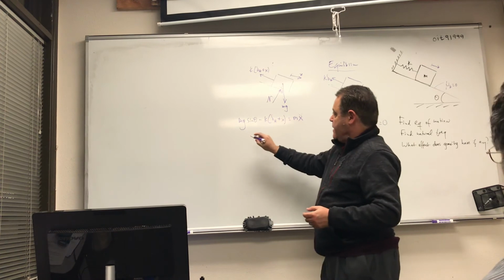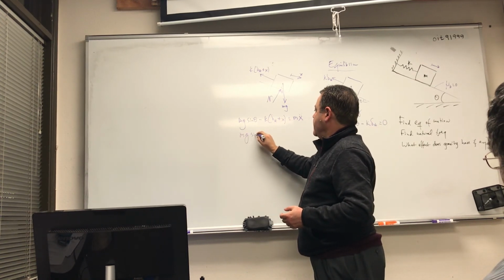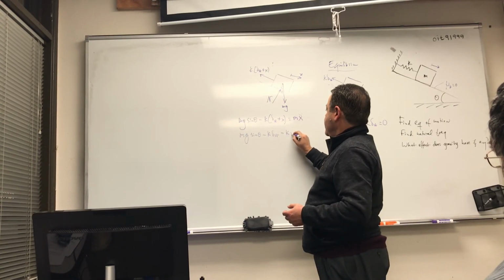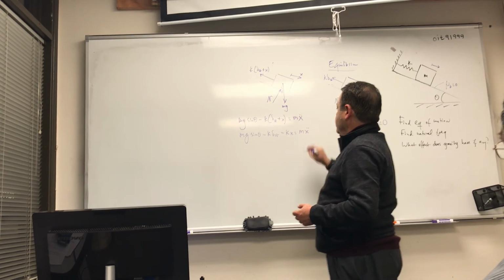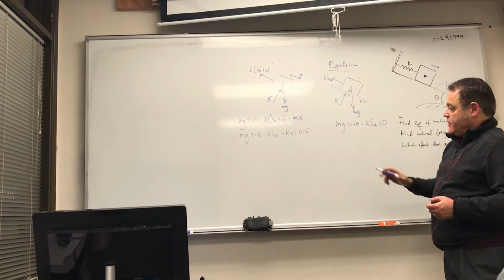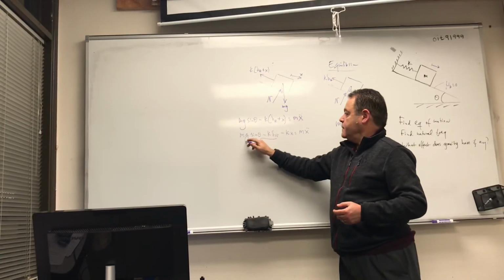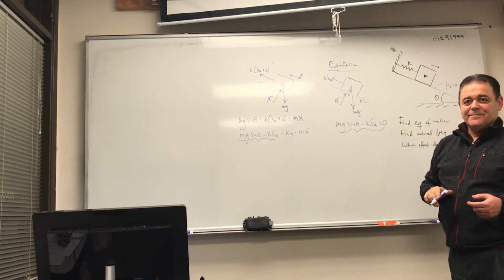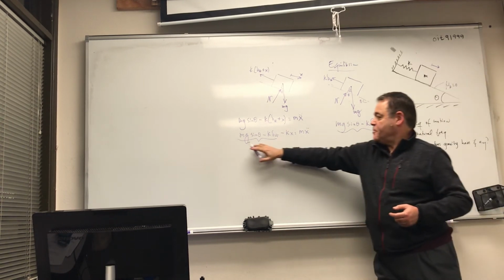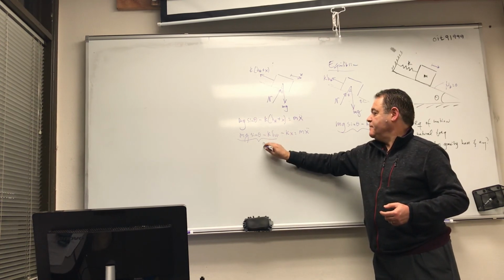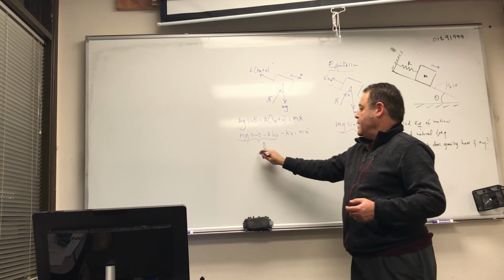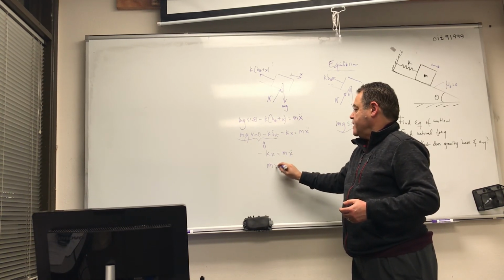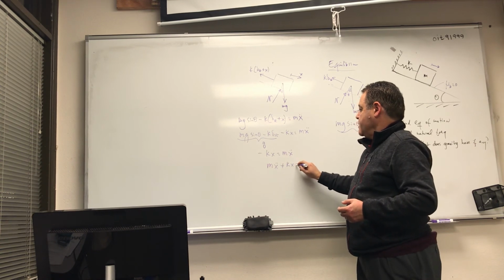Okay, now I expand this. mg sine theta minus k delta st minus kx equal to m x double dot. What do you notice in here? k delta st and mg sine theta are the same. So what happens to this term? The zero goes away. What do I end up with now? Minus kx equals m x double dot, which means m x double dot plus kx equals zero.